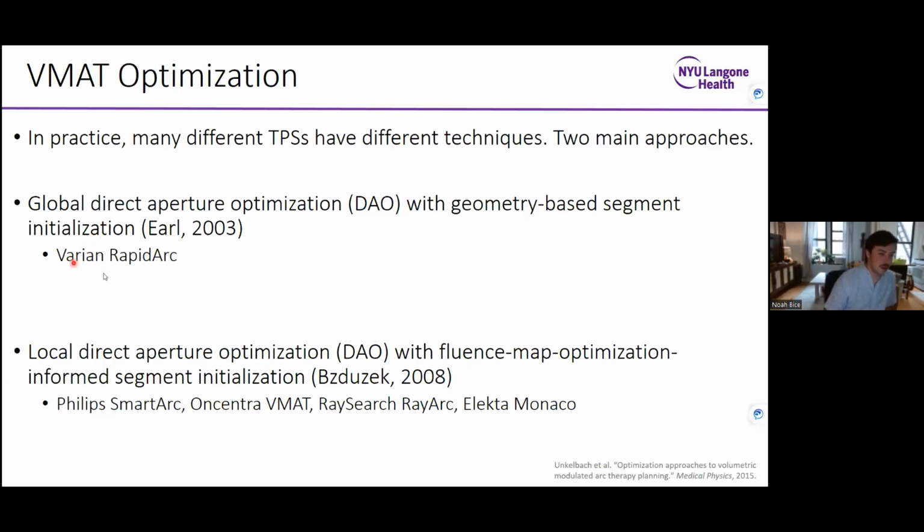The first is direct aperture optimization, where, as I said, we're optimizing with respect to individual leaf positions. Global direct aperture optimization with geometry-based segment initialization is implemented in some form by Varian's RapidArc. And then the second is local direct aperture optimization with fluence map optimization informed segment initialization. We'll talk about what all of that means, but that's employed by Philips' SmartArc, Oncentra VMAT, RaySearch RayArc, and Elekta Monaco.